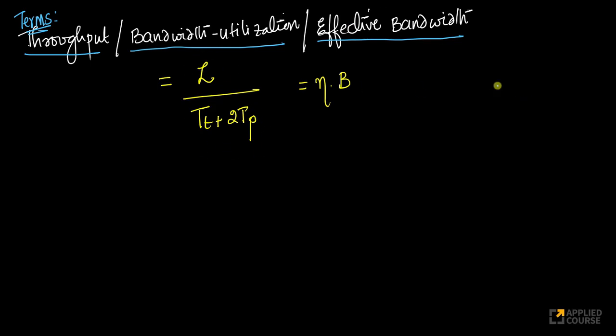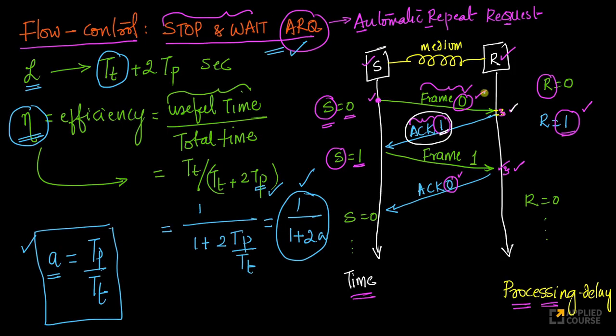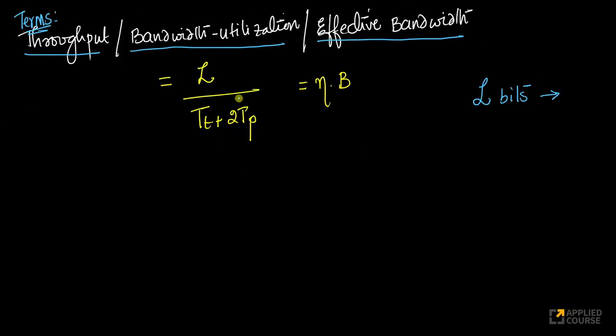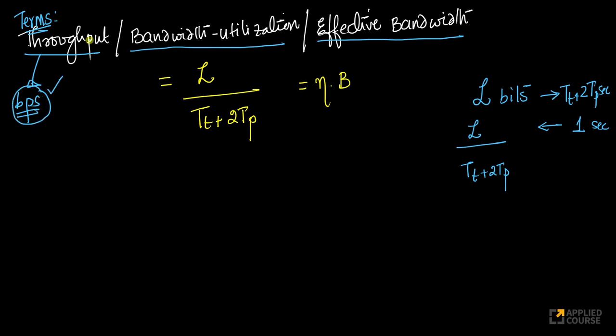Look at this. I'm able to transfer L bits in how much time? L bits in this much time, right? That's what I'm doing. So L bits in TT plus 2TP seconds, which means in 1 second, how many bits can I transfer? It is nothing but L by TT plus 2TP. So the throughput is always measured in bits per second. Throughput is always measured in bits per second in computer networks.